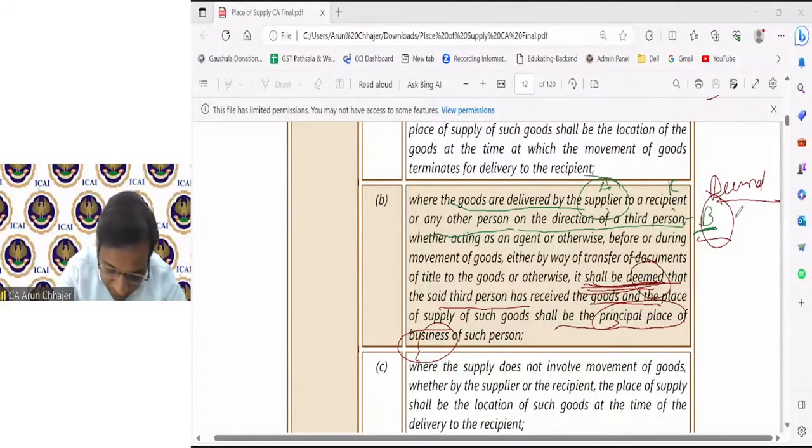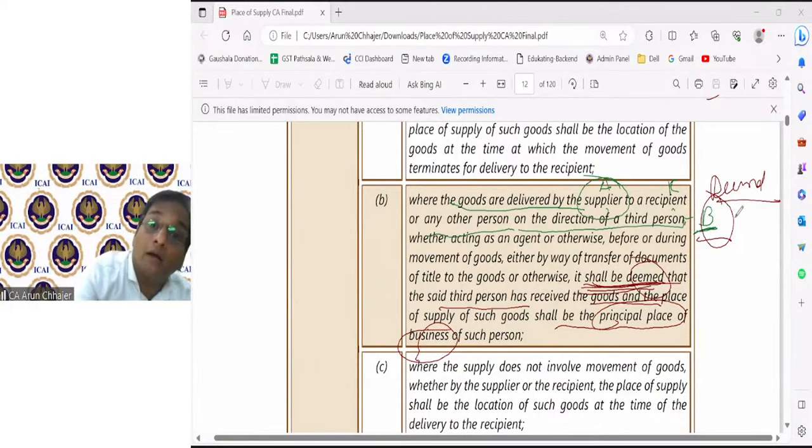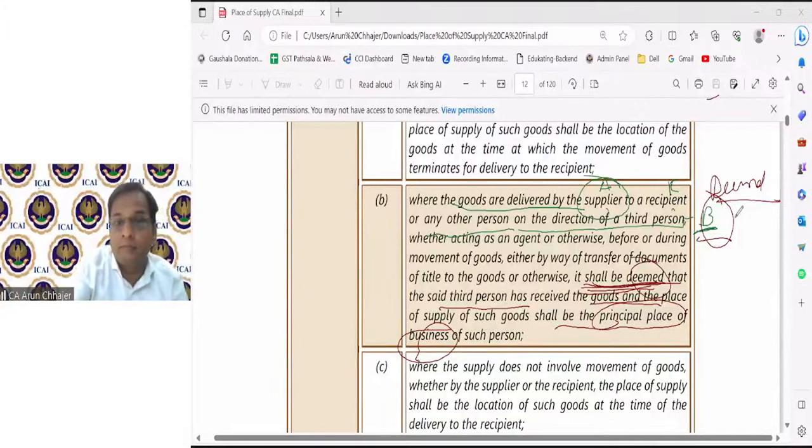So therefore, the place of the supply will be B ka location when A is raising the tax invoice to B, even though goods are not delivered to B, because it will be deemed that such third person has received the goods. Obviously, B in turn will raise the tax invoice to C. B is located in Maharashtra.